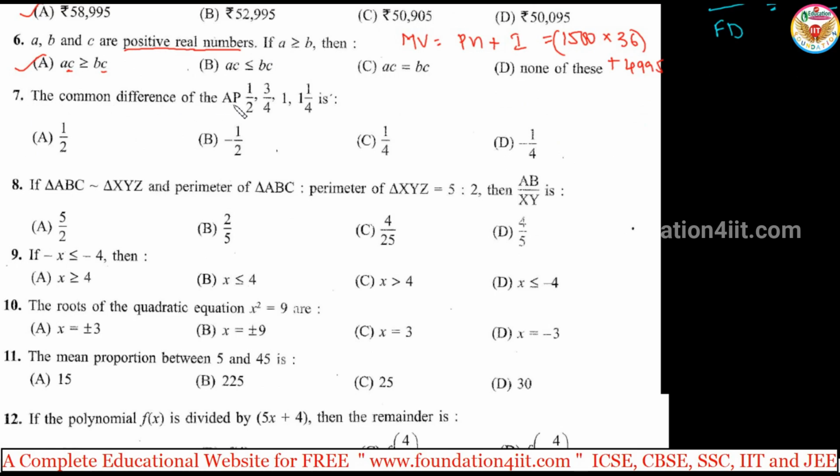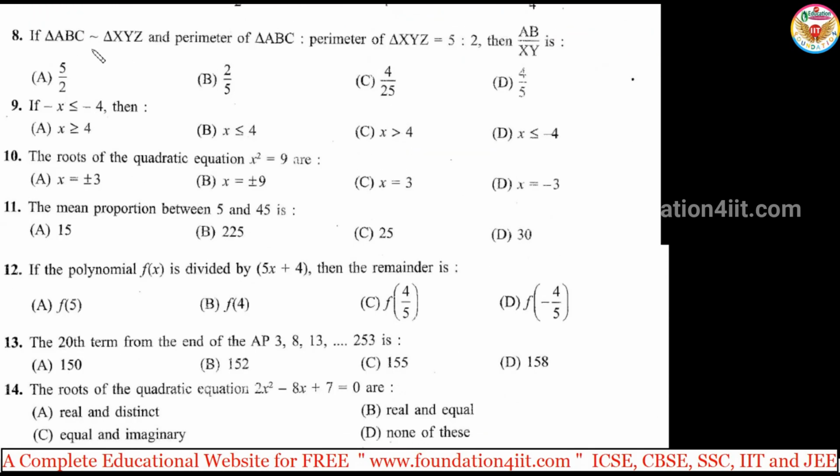The common difference of the AP 1 by 2, 3 by 4, 1, 1 by 4. It's already in arithmetic progression. To find the common difference: second term minus first term. So 3 by 4 minus 1 by 2. The LCM is 4, so 3 minus 2. So 1 by 4 is the common difference, positive 1 by 4. Option C.